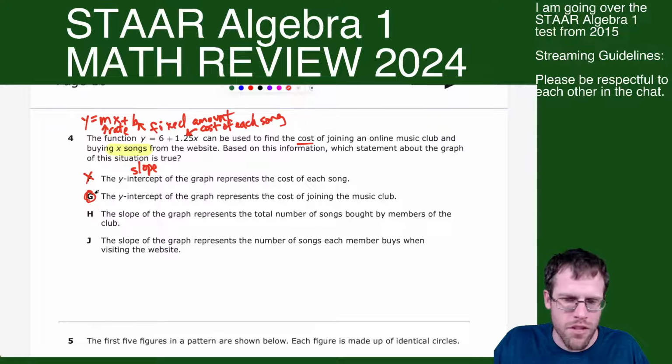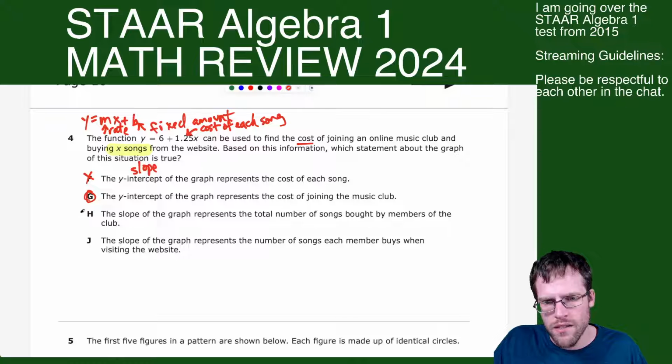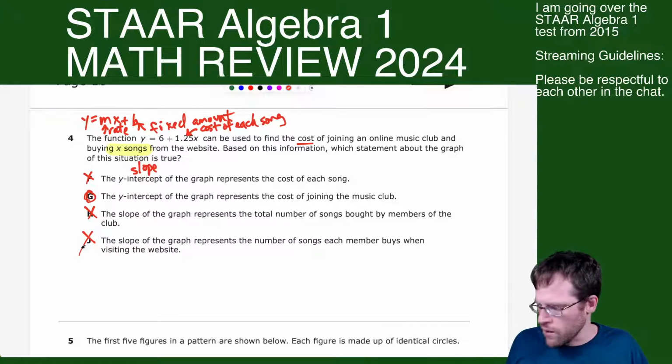If you have time, look at the wrong answers and see, are they for sure, like definitely still wrong? The slope of the graph represents the total number of songs bought by members of the club. That would be x, not the slope. They even said x when buying x songs from the website. And the slope of the graph represents the number of songs each member buys. No, the slope is the cost of each song. G is definitely our answer.